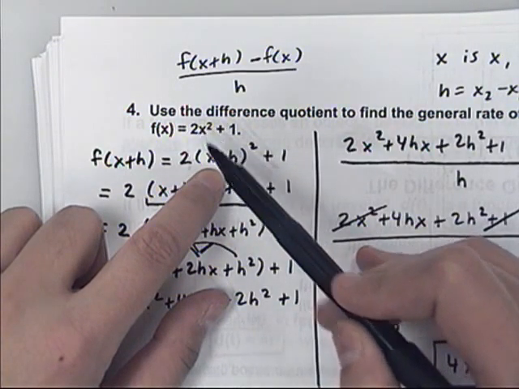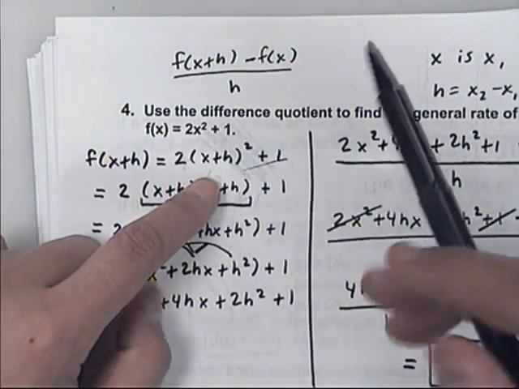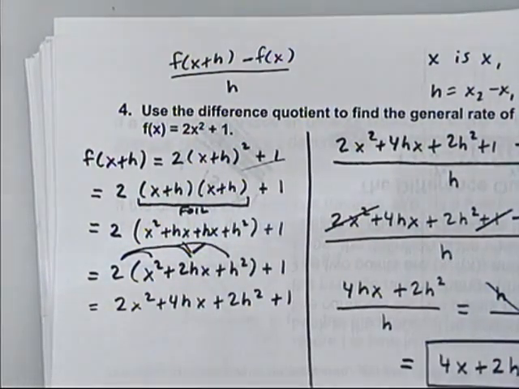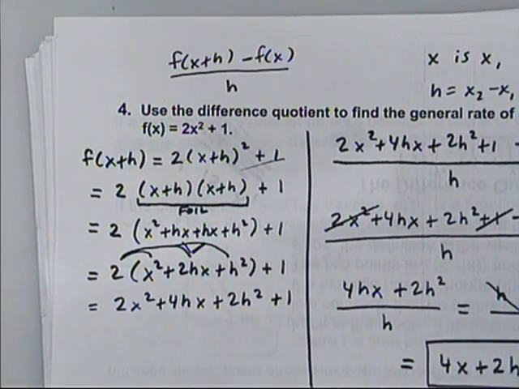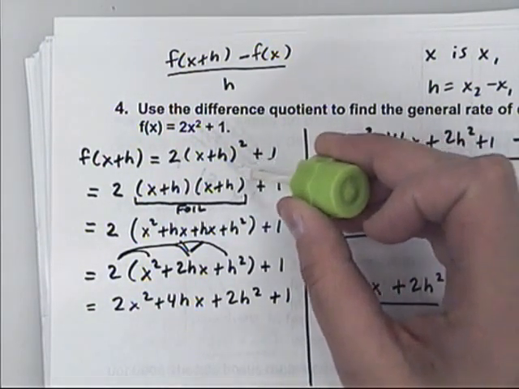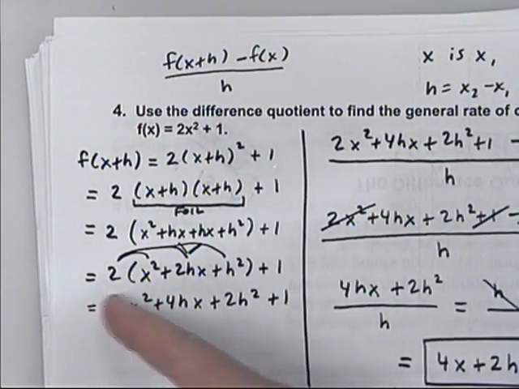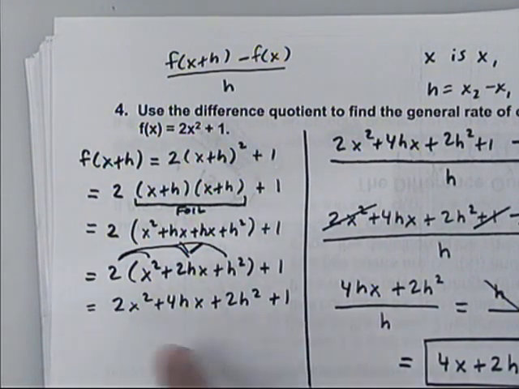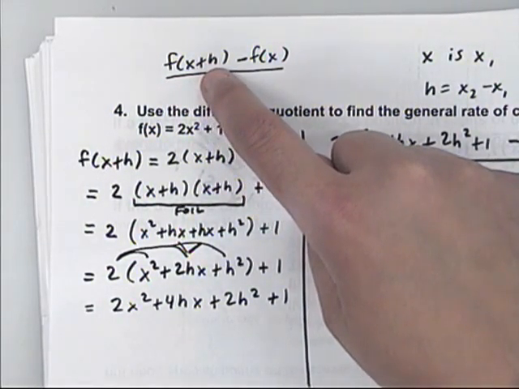Take out the x, put in x plus h instead. The rest of this is just simplifying what I have here. So the first step is to write this in expanded form and then FOIL it out: first, outer, inner, last, which gives me that. Then I'm going to take that 2 that I've been holding on the side and multiply that through. So I get 2 times all that, which gives me this, and don't forget the plus 1. So all of this is this part of my formula, f of x plus h.